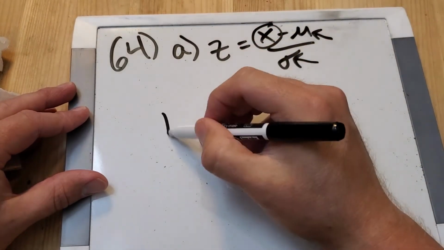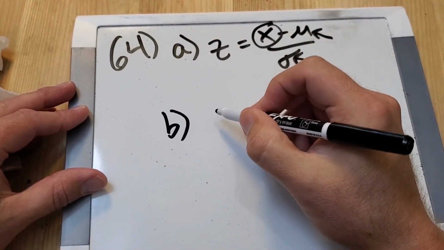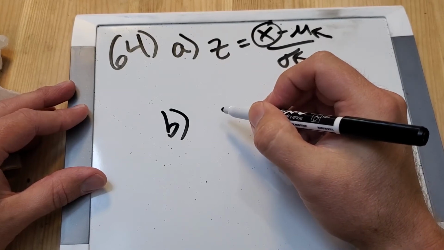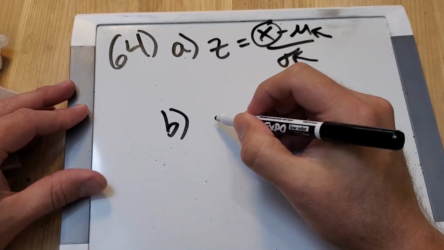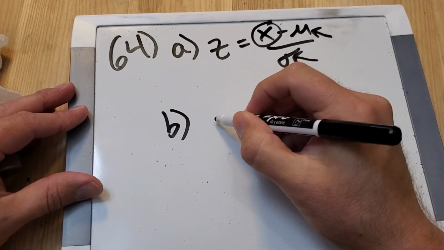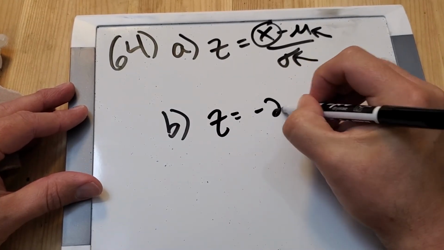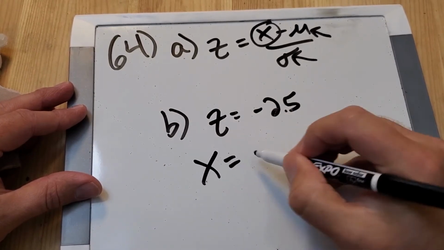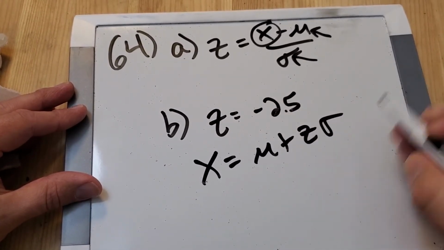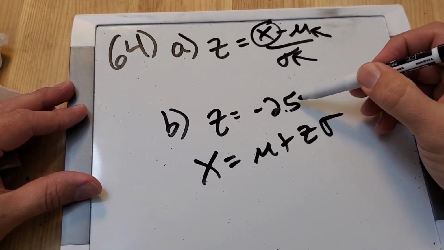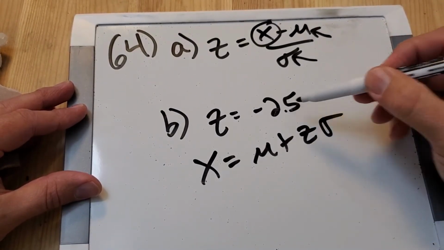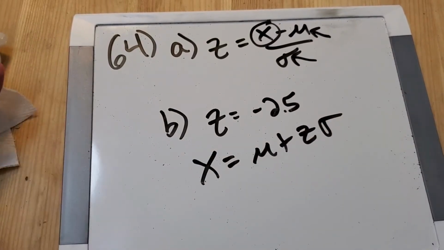Part B says a male friend of yours said he thought his systolic blood pressure was 2.5 standard deviations below the mean. So he thinks that his Z-score is negative 2.5. So you can figure out what his blood pressure reading would be then. You can change that Z-score. That's how many steps away from the mean that he thinks his value is. You can convert it into an actual value.